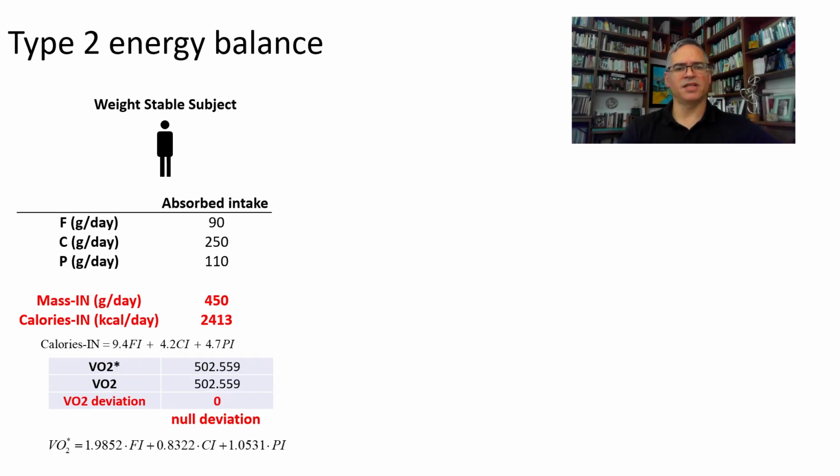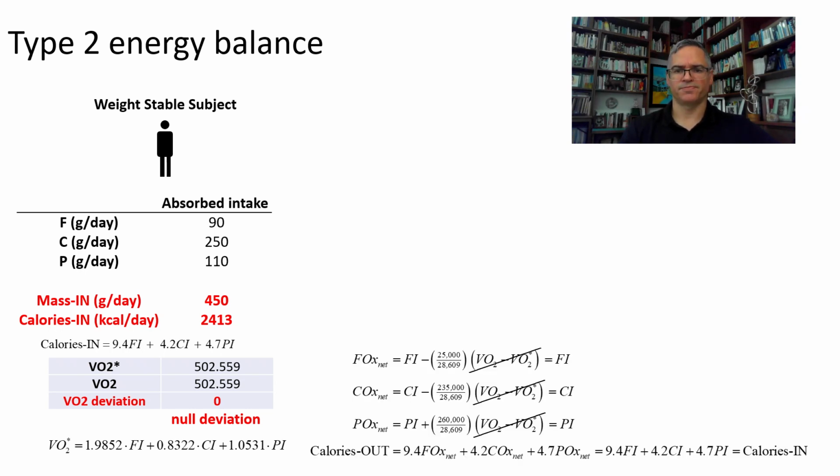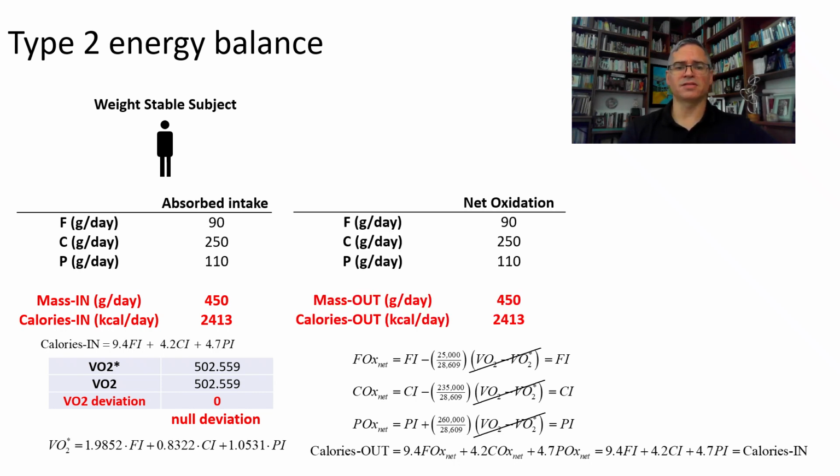The data in this slide is the same as before, but now the subject is under type 2 energy balance since its mean VO2 is exactly equal to the mean VO2 asterisk. Inspection of the equations immediately shows that the average VO2 deviation vanishes, making the average net oxidized mass of each macronutrient exactly equal to its average absorbed mass. Hence, energy and mass are also balanced in this case.